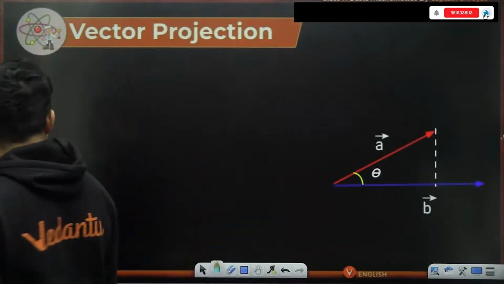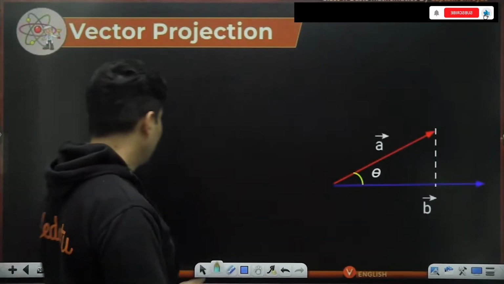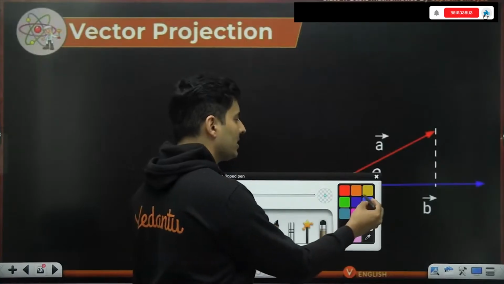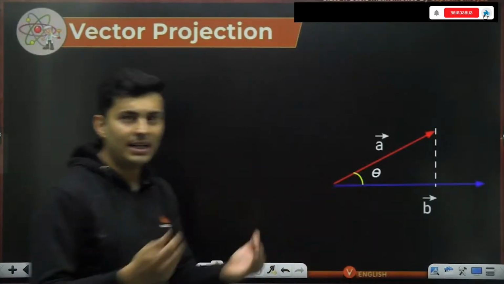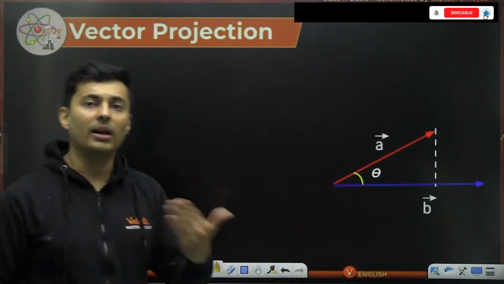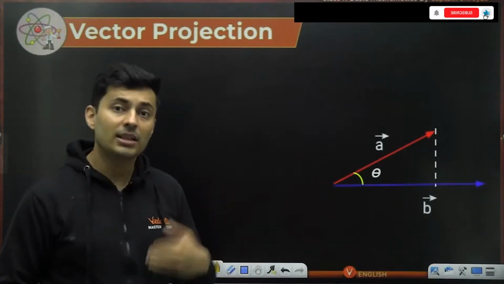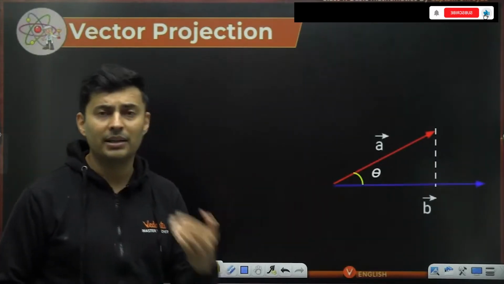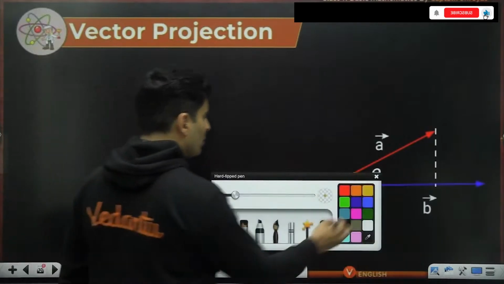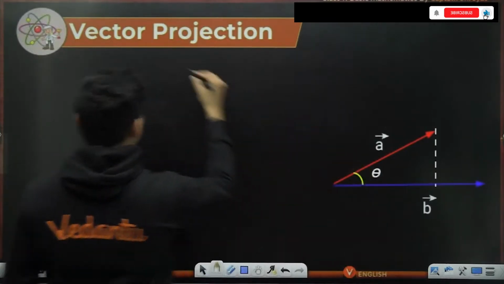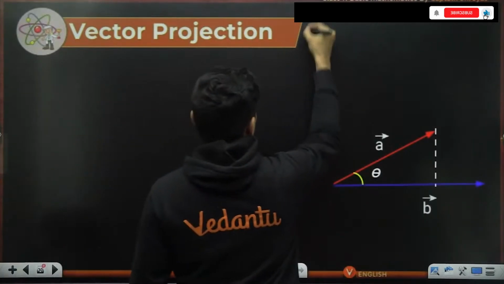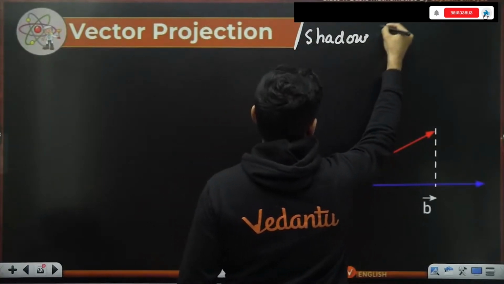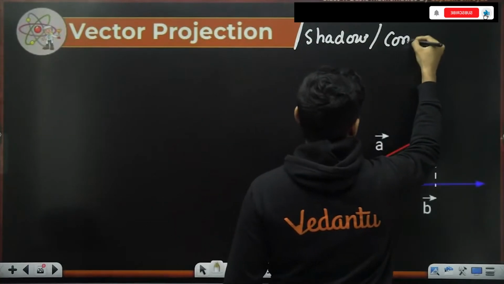Yeah. Vector projection. This is also a very important application of dot product. Vector projection means finding the projection of a vector on another vector, or finding the shadow of a vector on another vector, or finding the component of a vector on another vector. So vector projection, or basically finding the shadow, or finding the component.